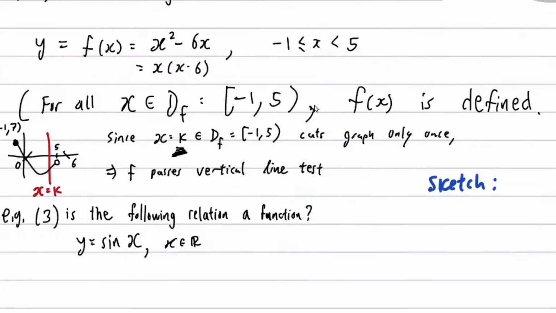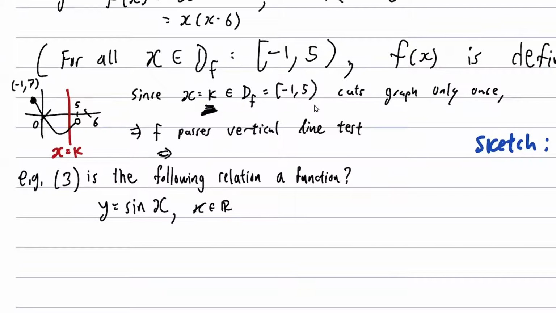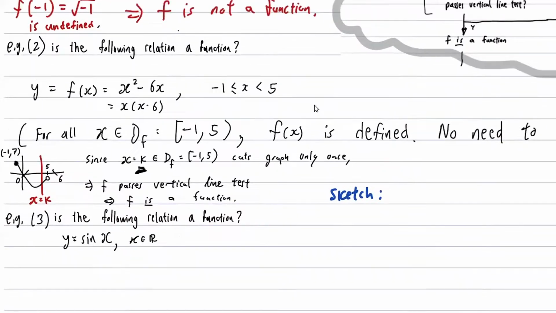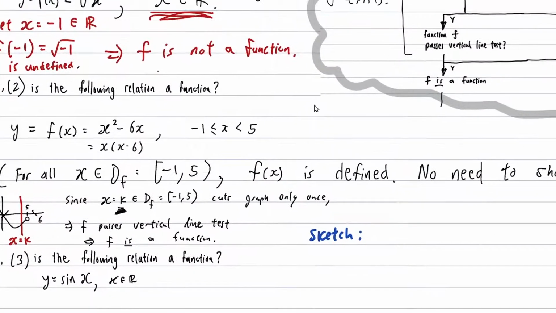Okay, so yeah, it passes the vertical line test and therefore it is a function. f is a function. Okay, example 2 done. Let's go on to example 3. So let me zoom out and show you all the questions I want.